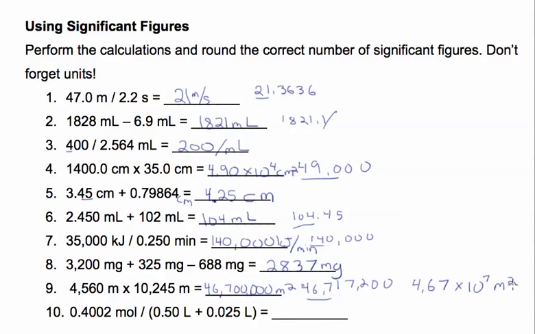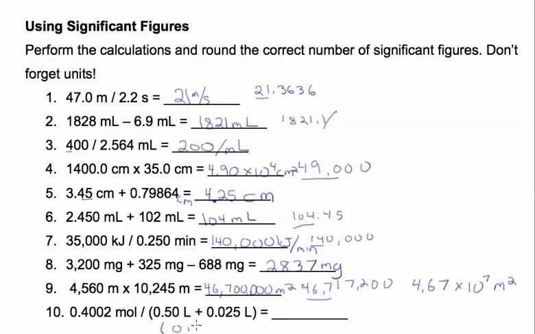Let's look at this last one. You can see where we've got division and addition. So we're going to have to do them one at a time and round in between. Because of the parentheses, we're going to do the addition first. So we have 0.5 plus 0.025. And this has 2 decimal places and this has 3. So we're going to round this number to have 2. When we do the math, we get 0.525, and when we round it to 2 decimal places, we get 0.53 liters.